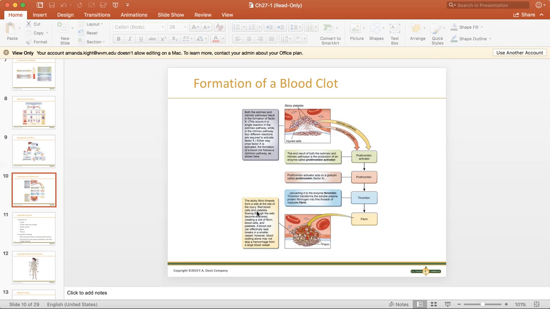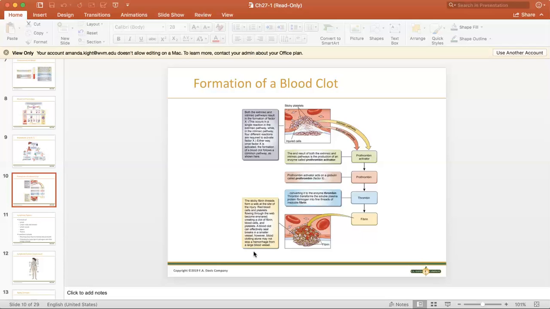So blood cells and platelets flowing through the web become, that's a word I've never seen, but anyway, it creates a clot of fibrin, blood cells, and platelets. A blood clot can effectively seal a smaller vessel. However, clotting alone may not stop a hemorrhage from a large blood vessel.